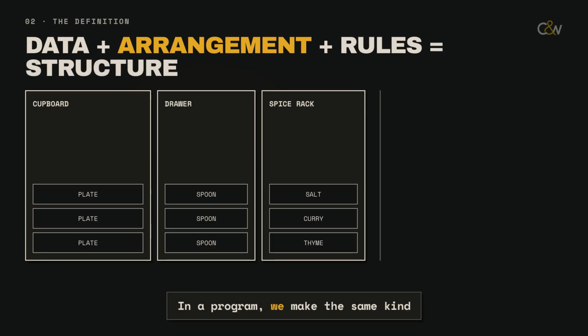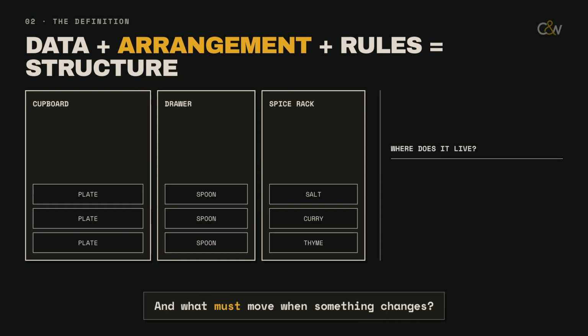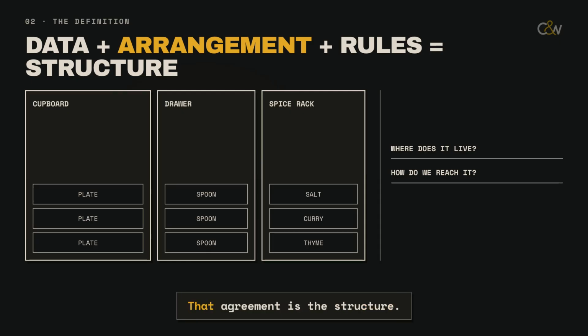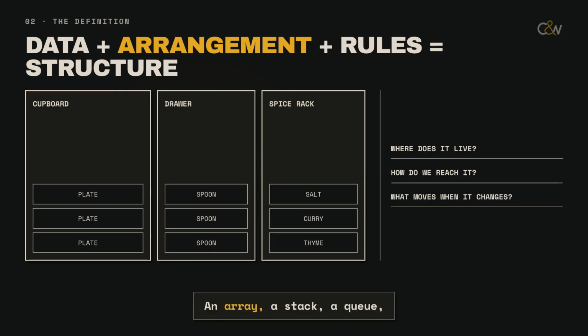In a program, we make the same kind of agreement. Where will each item live? How will we reach it? And what must move when something changes? That agreement is the structure. An array, a stack, a queue, a tree, and a hash table are different answers to the same question. How should we arrange this information for the work we expect to do?